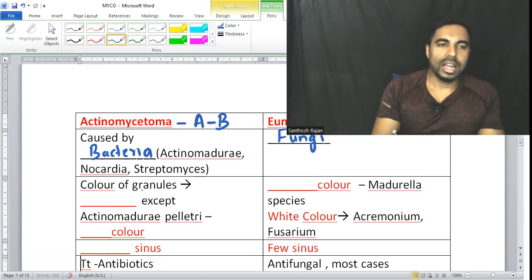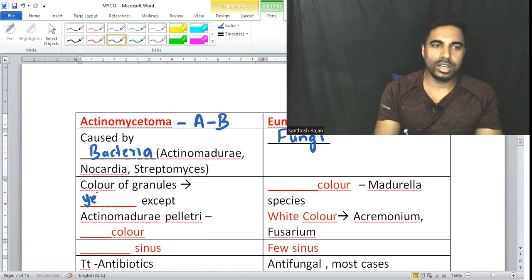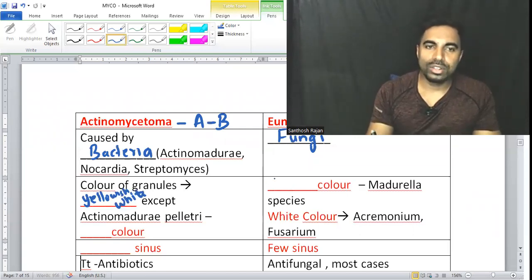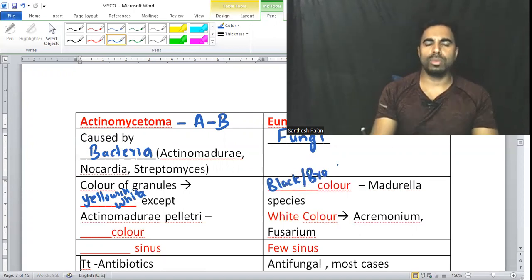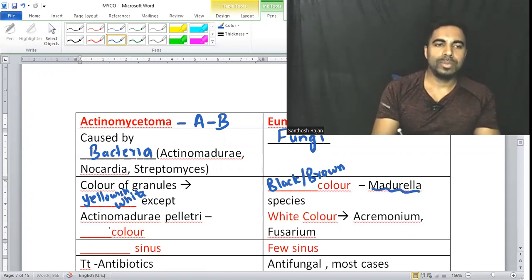Question: colors of the granules. Bacteria, usually it is yellow color discharge, yellowish white or white. But here, in fungi, black to brown. Usually black or brown color, mostly, especially Madurella species.